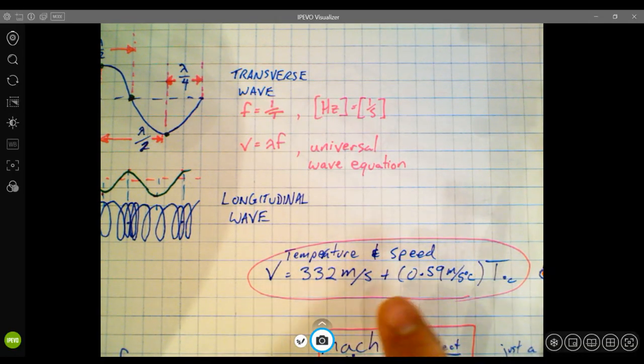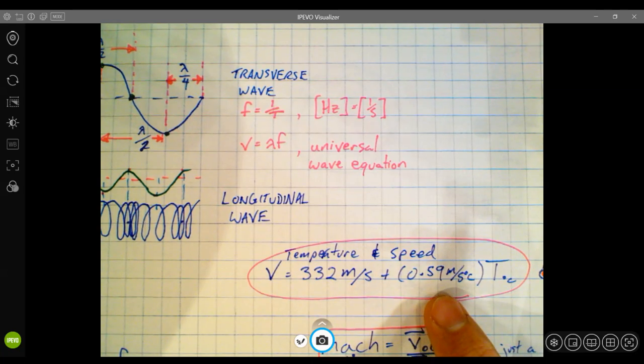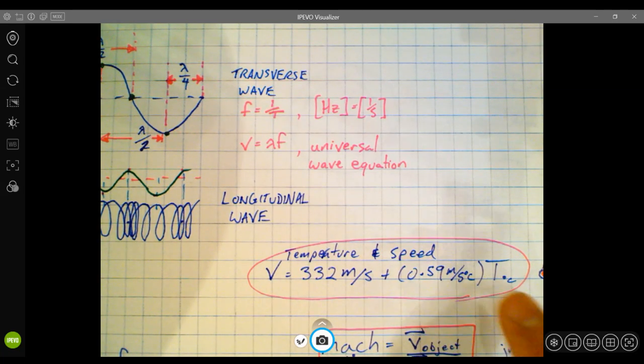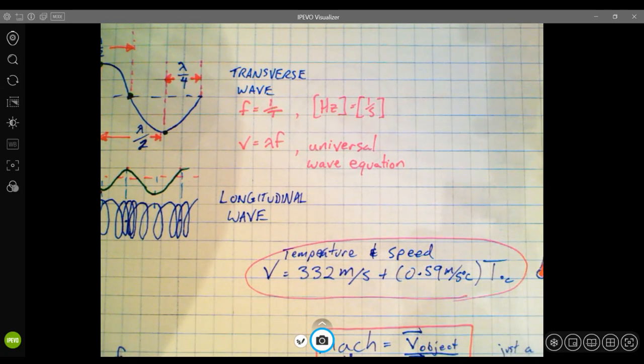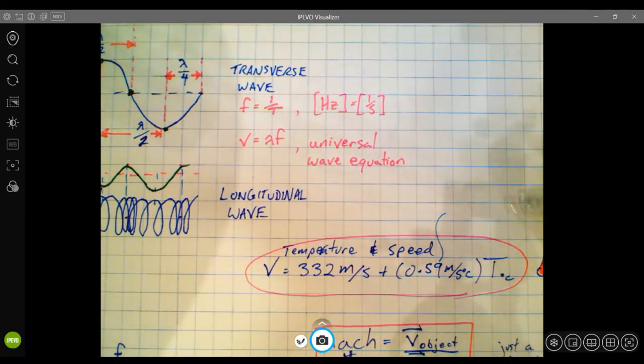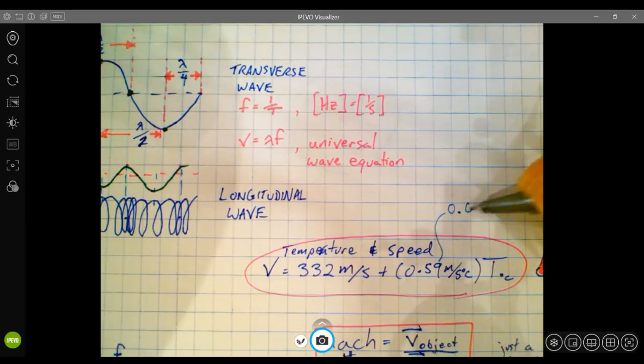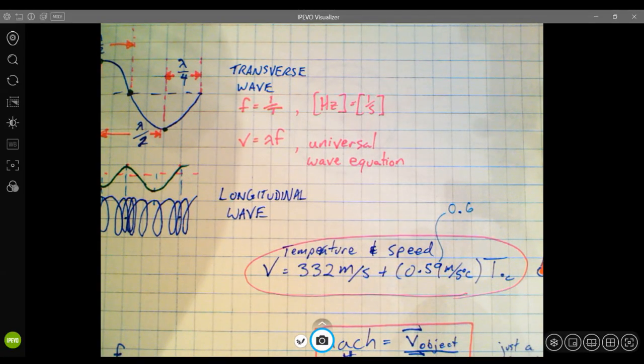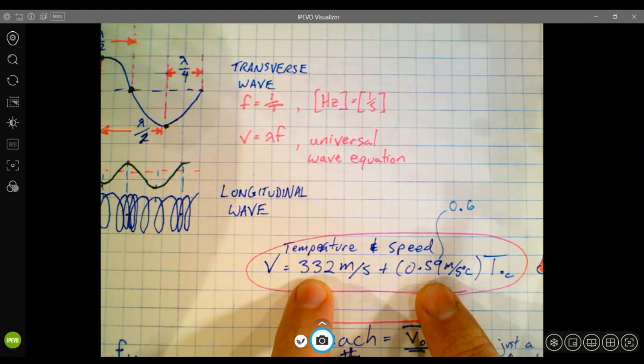And then we also talked about the temperature dependency of the speed of sound, and experimentally determined 332 meters per second plus a coefficient of 0.59 meters per second per degree Celsius times the temperature in degrees Celsius. Now you may see different places, instead of having a coefficient of 0.59, you might see a coefficient of 0.6. There's a little bit of variation on this, and it could be because of the way that these values were gathered, what altitude it was gathered at, what the relative humidity is. It's an experimentally determined value, but this is a good approximation.